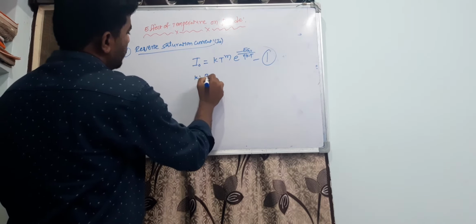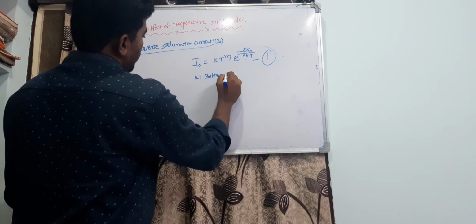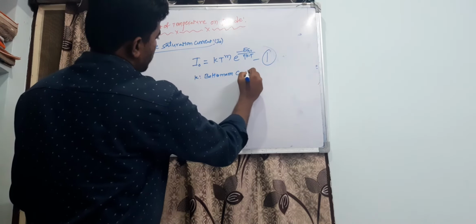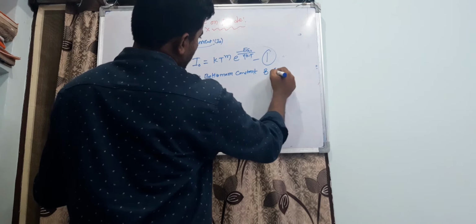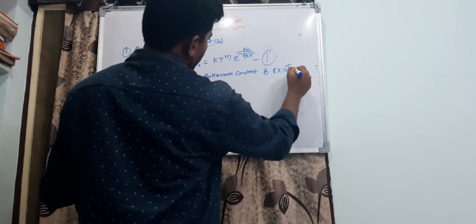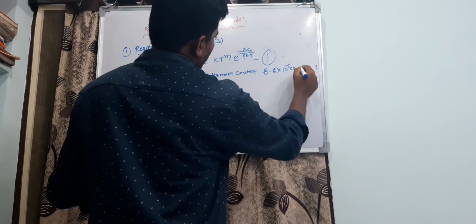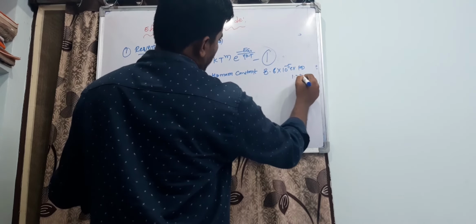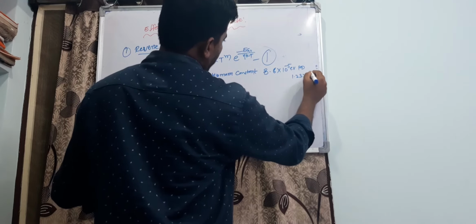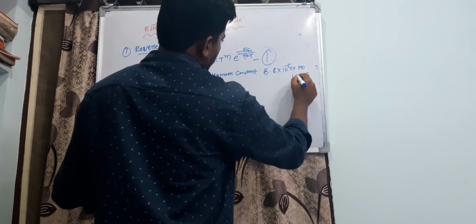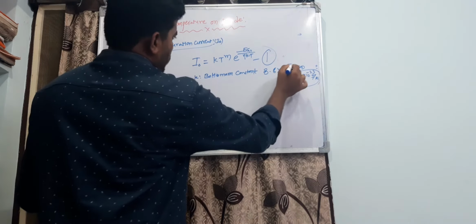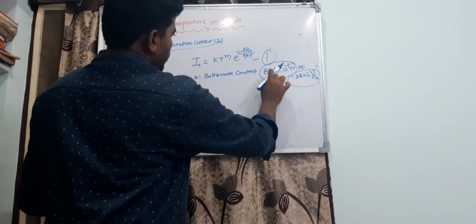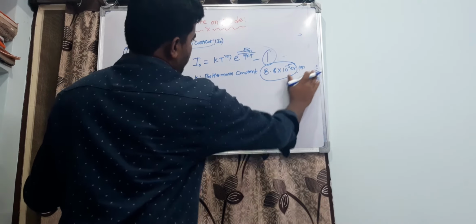Here, K is the Boltzmann constant. Its value is 8.6 into 10 to the power of minus 5 electron volt per Kelvin, or 1.38 into 10 to the power of minus 23 joules per Kelvin. In this derivation we will use the electron volt value and neglect the other.